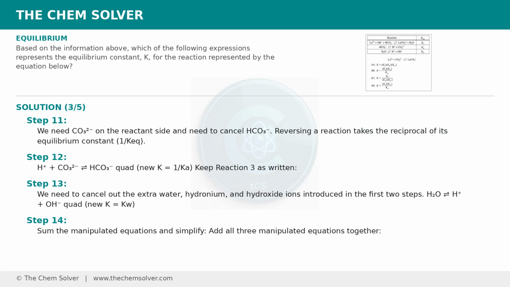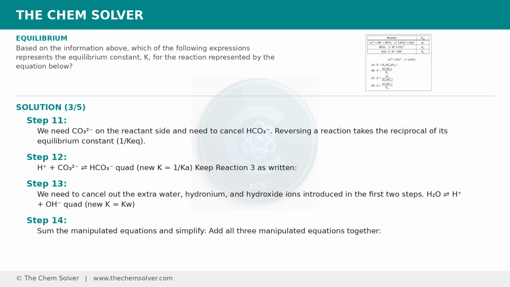Reverse reaction 2. We need CO3^2- on the reactant side and need to cancel HCO3^-. Reversing a reaction takes the reciprocal of its equilibrium constant, 1/K_eq. H^+ + CO3^2- is in equilibrium with HCO3^-. New K equals 1 over Ka.